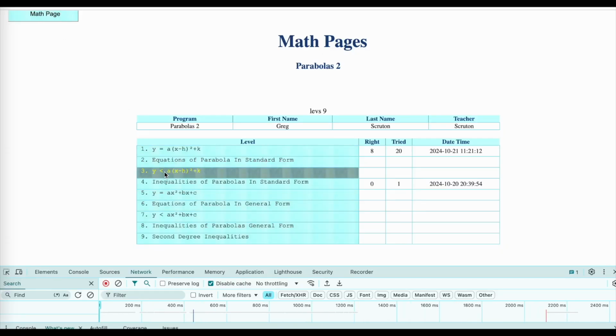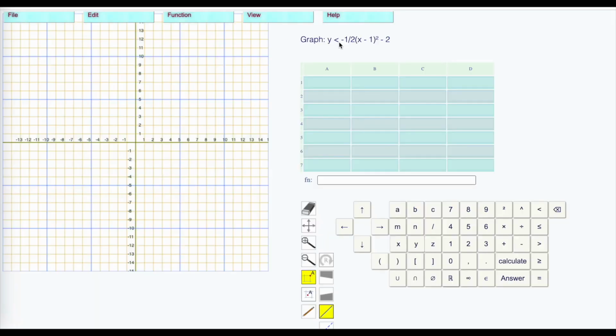Level 3, inequalities. They're asking us to graph y is less than negative 1/2 (x minus 1) squared minus 2. So this is like level 1. It just has the less than or greater than. I'm going to graph this parabola. The vertex is at 1, -2. It's opening downwards.